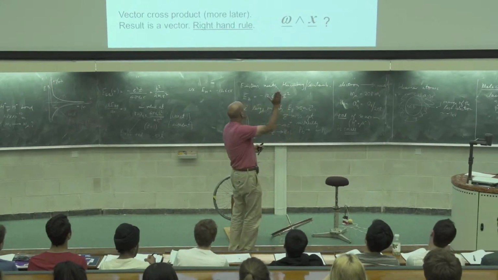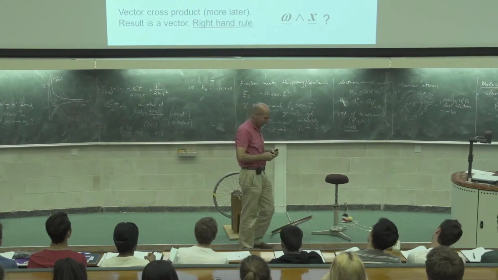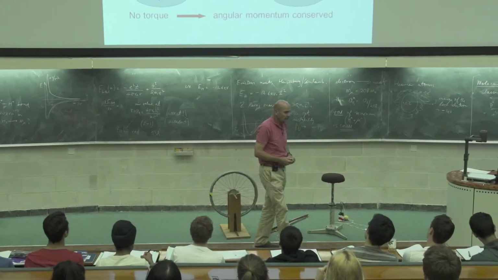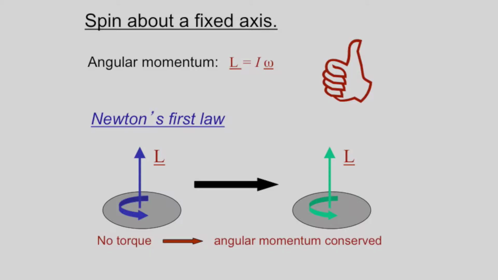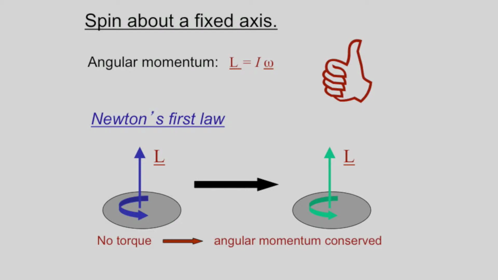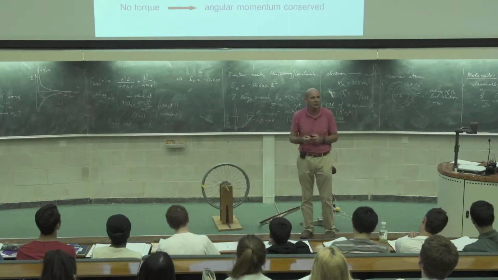So omega cross x that way, and that mass at the top is moving in this direction. Right. So let us look at Newton's laws for angular motion. We have the angular momentum, L is equal to I omega, and Newton's first law says if there's no torque, that is the angular equivalent of force, which we'll come to, then angular momentum is conserved. The magnitude and the direction of the angular momentum doesn't change.